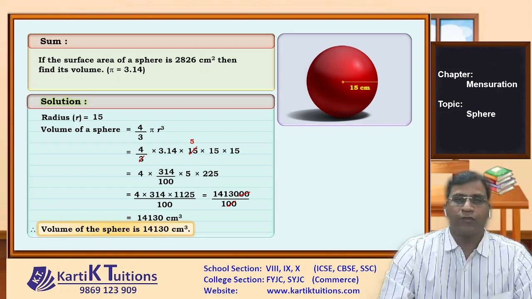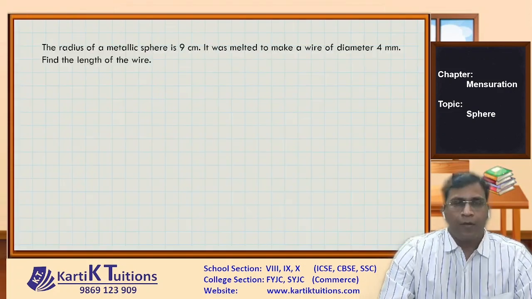I hope you have understood this sum. Let's look at one more sum. Now this is a very interesting sum, so please pay attention. The radius of a metallic sphere is 9 centimeter. It was melted to make a wire of diameter 4 millimeter. Find the length of the wire.